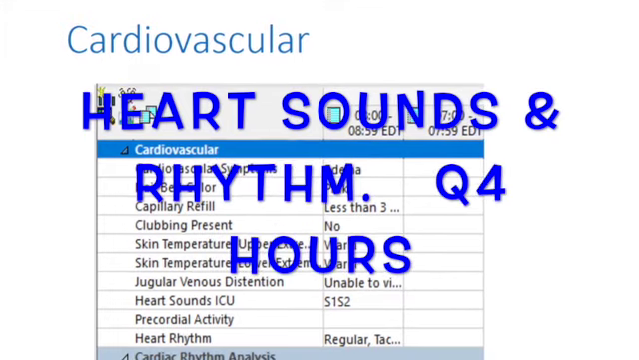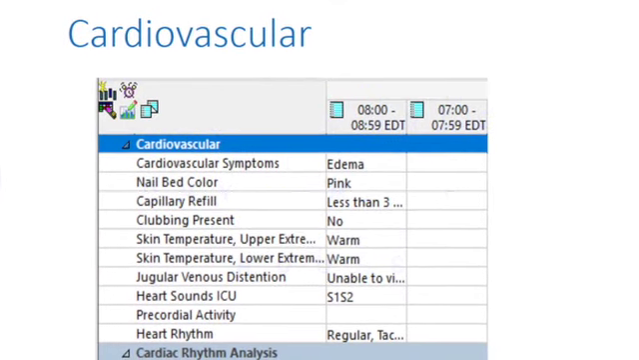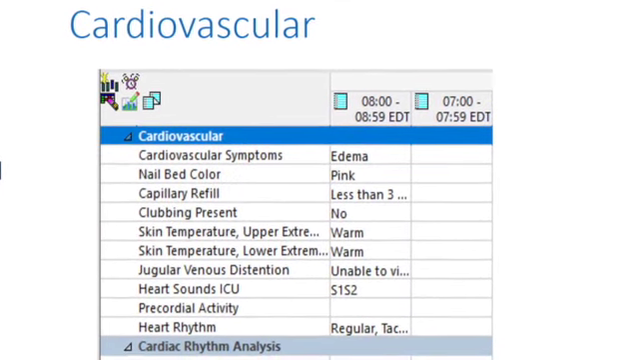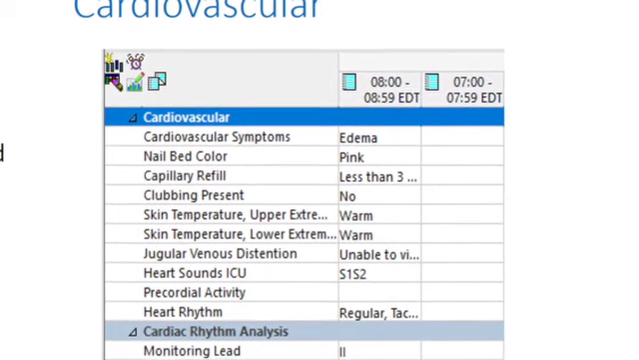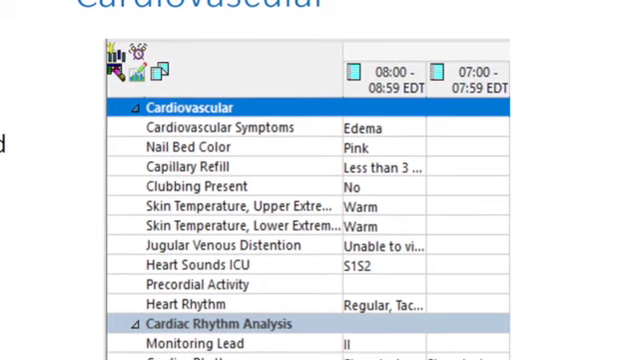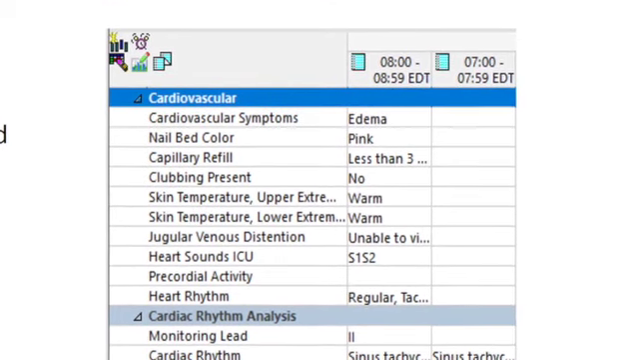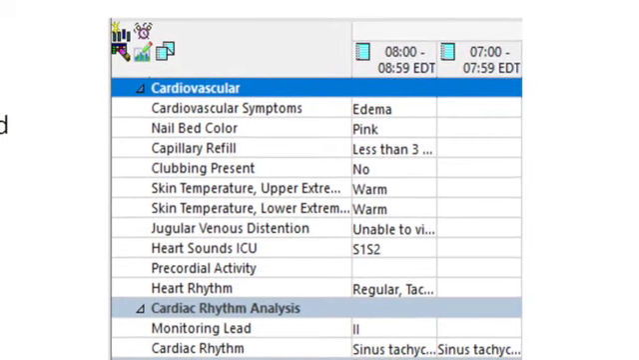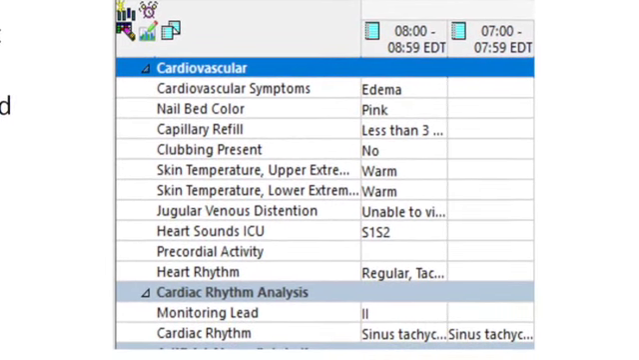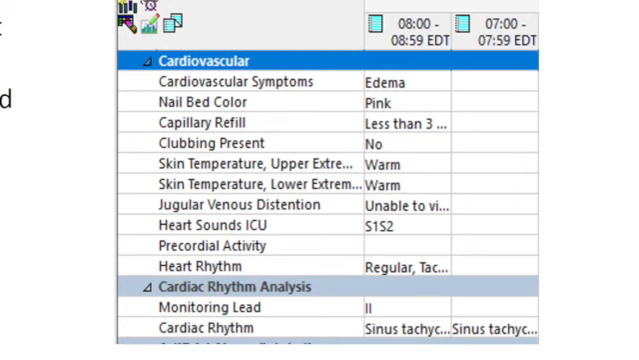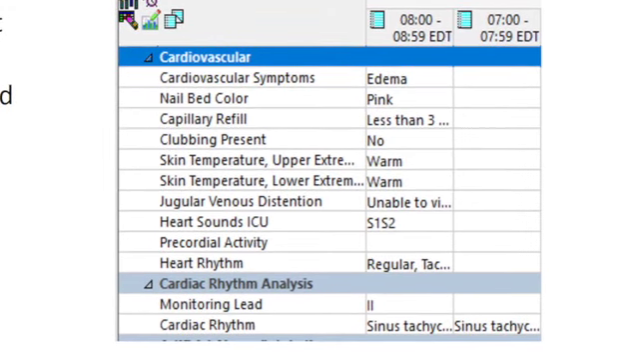Cardiovascular full assessment is done at 8 o'clock. What's done at 12 and 4 is the heart sound and heart rhythm. So you have to do the full assessment at 8, which includes your cardiovascular symptoms. This could be edema, headaches, dizziness, nail bed color, capillary refill, if there's any clubbing present in your fingers, your extremity temperatures, things of that nature.